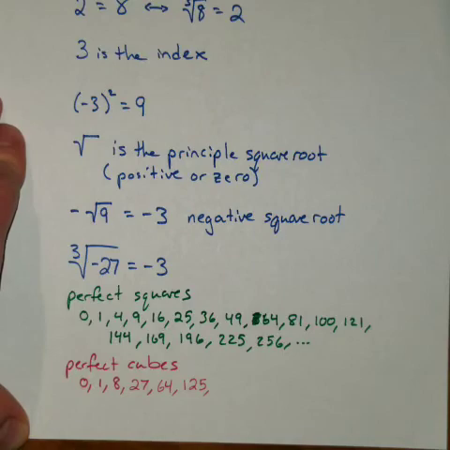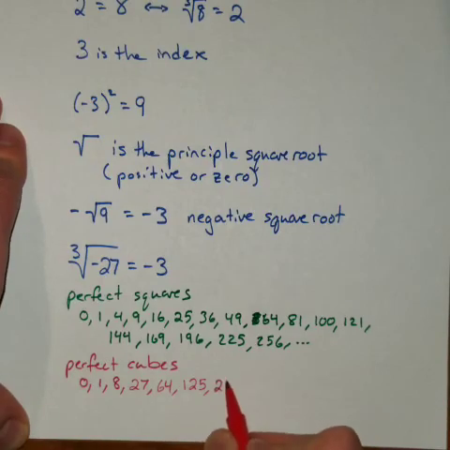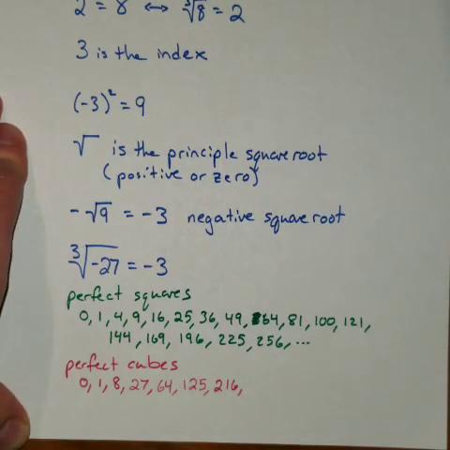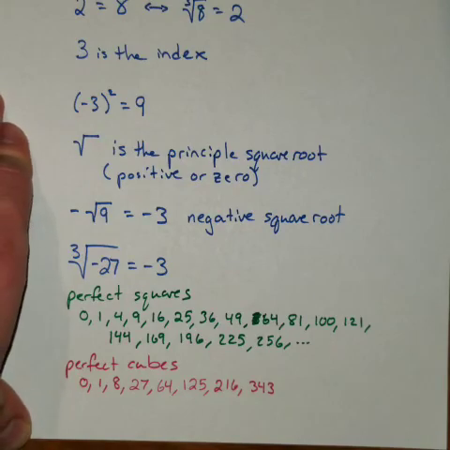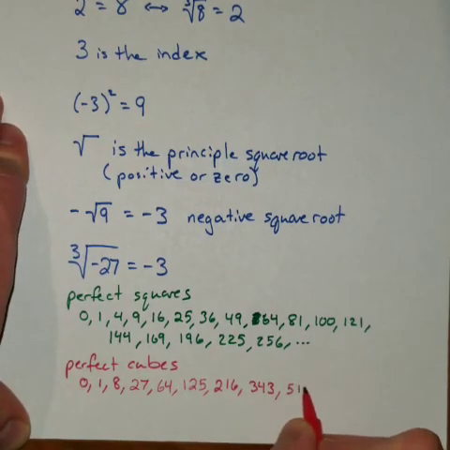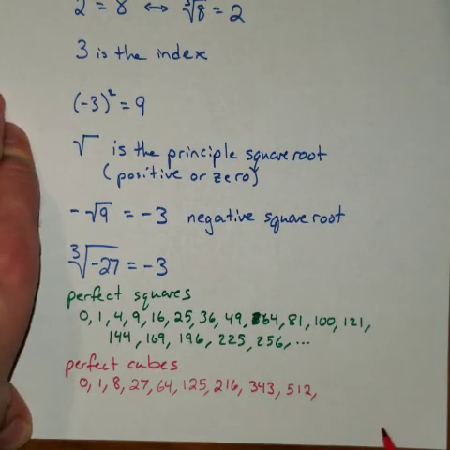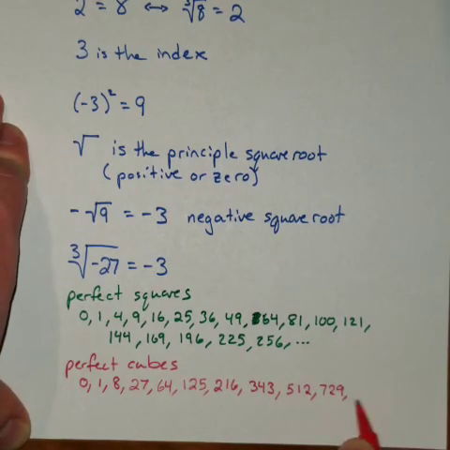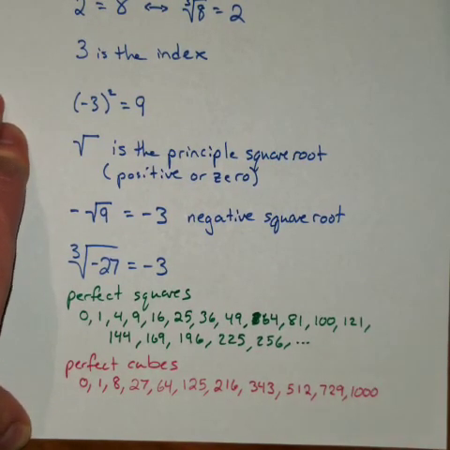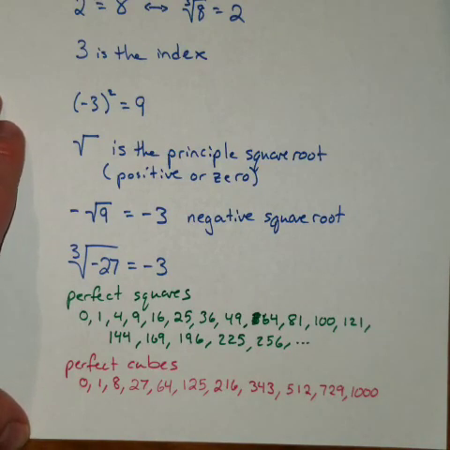Now generally I would say that this is as far as you should usually need to go. However, you may see some bigger ones in the homework, so I'm going to go ahead and run a couple more out for you. 6 cubed is 216. 7 cubed is 343. And 8 cubed is 512. 9 cubed is 729. And 10 cubed would be 1000. I think we'll cut it off right there.